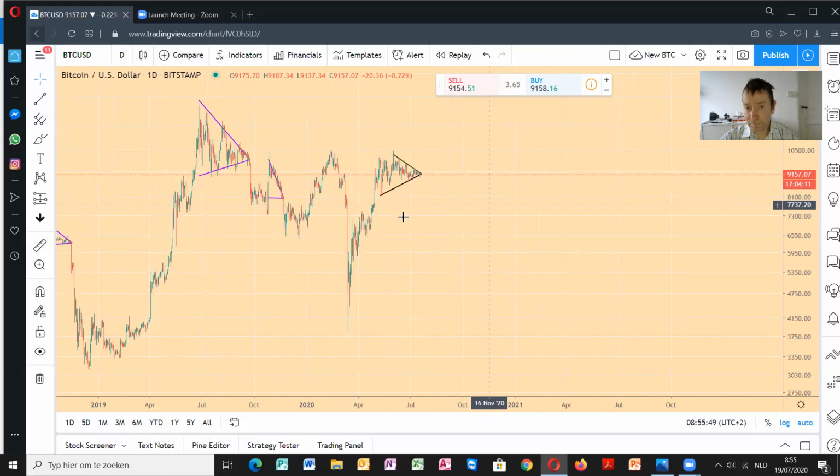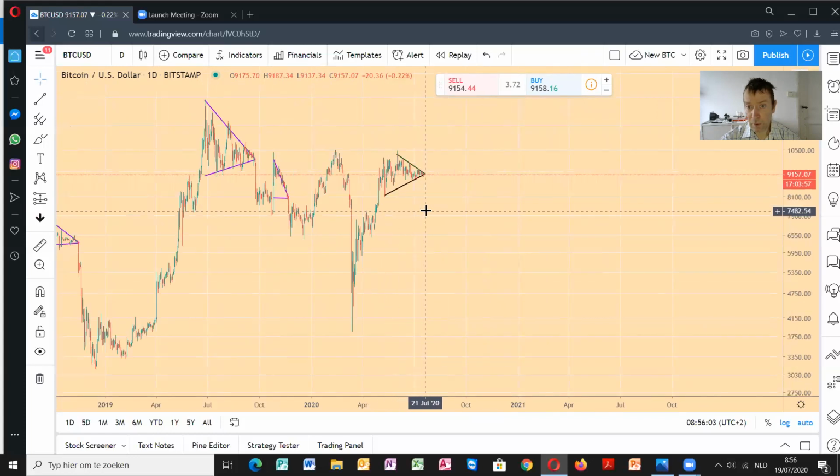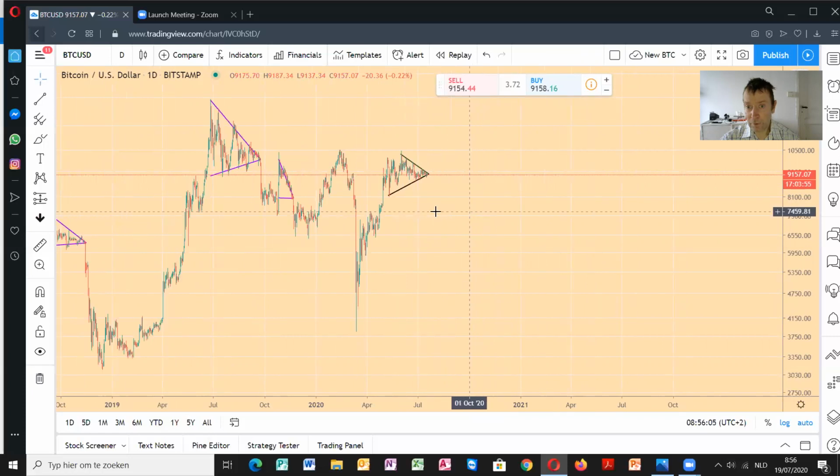But the timing of the breakout will be next week. And it's very hard to say on which day.